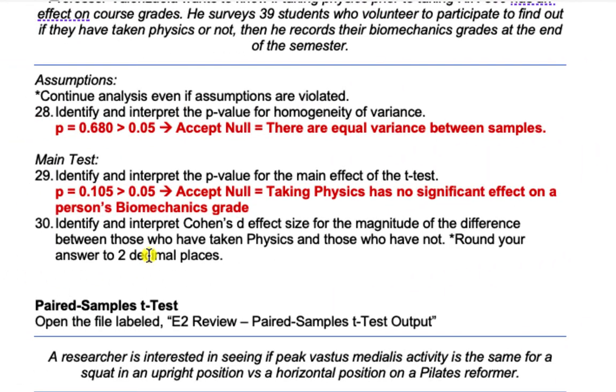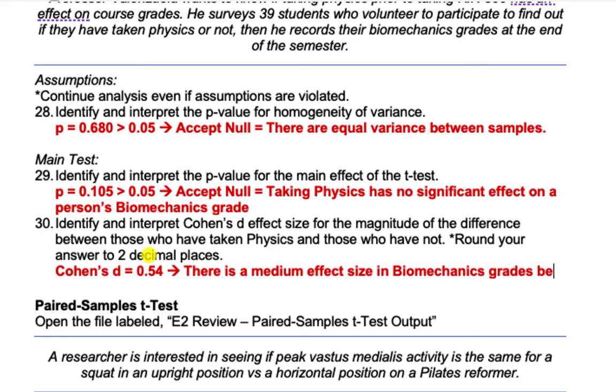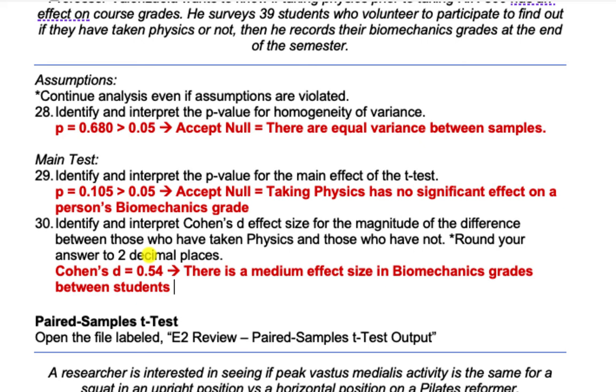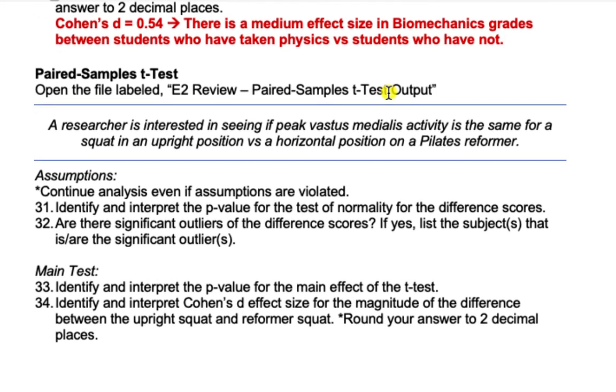So Cohen's d would then be 0.54. And the interpretation of that is that there is a medium effect size in biomechanics grades between students who have taken physics versus students who have not. Okay, and that is our example for our independent t-test. Our last video will cover our paired samples t-test.